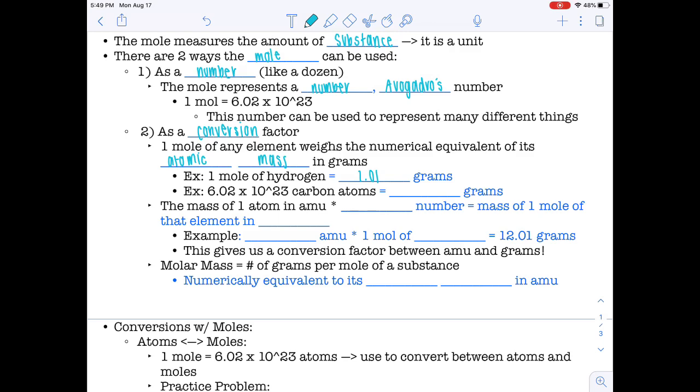So this is true for any element, right? If we have 6.02 times 10 to the 23rd carbon atoms, we have a mole of carbon atoms, therefore it weighs the numerical equivalent of its atomic mass, so 12.01 grams.